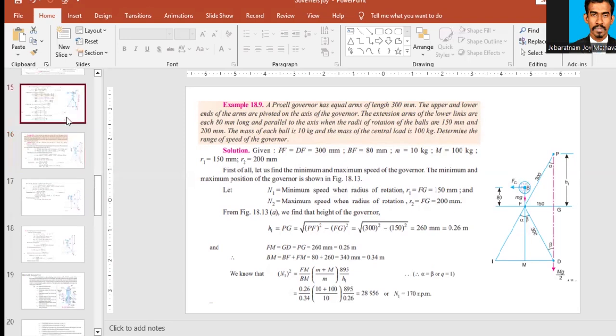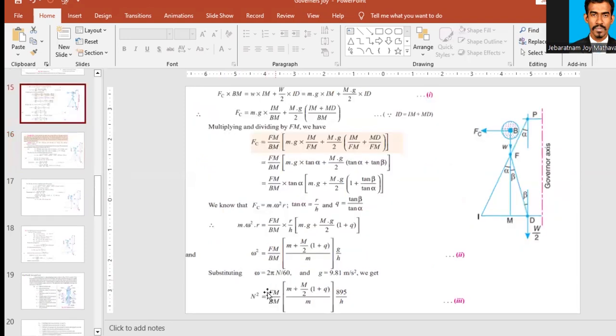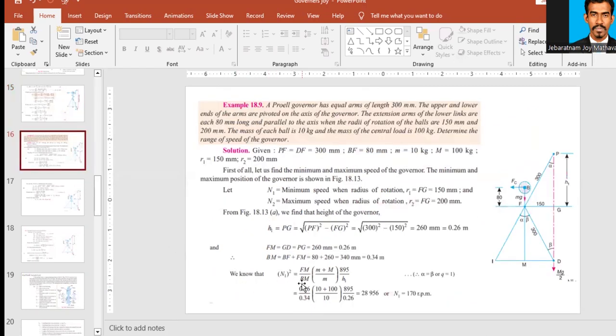So according to our formula here, we can find N: N squared = (FM/BM) × (m + M)/m × 895/H, where small m is the mass of the ball, plus capital M by 2, into 1 plus q upon small m, into 895 upon H. So this is the formula to find N. We'll apply it here.